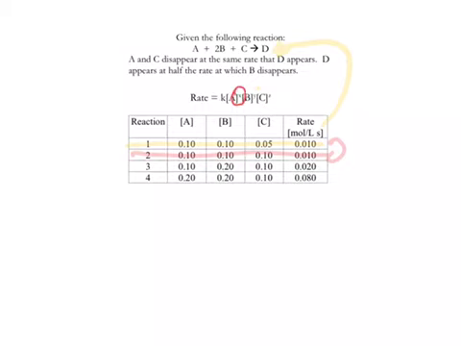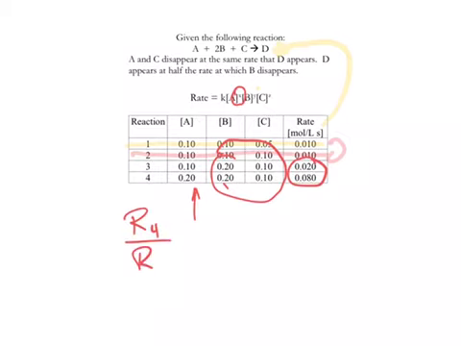So I want to choose reactions where I alter the concentration of A, but I keep the concentration of B and C the same. And then I'm going to look at what impact that has on the rate. There's no short, cute way to do this. This is just how you do it. So I'm going to take rate 4, and I'm going to divide that by rate 3.